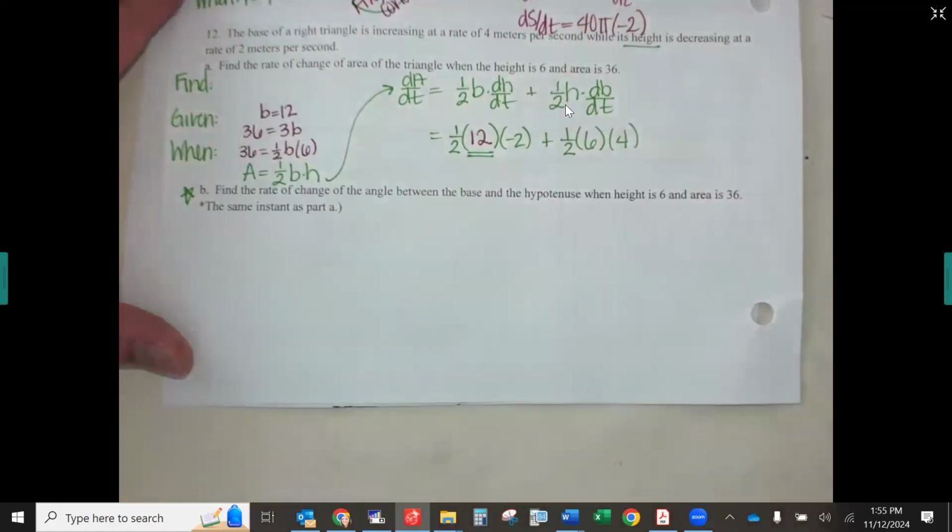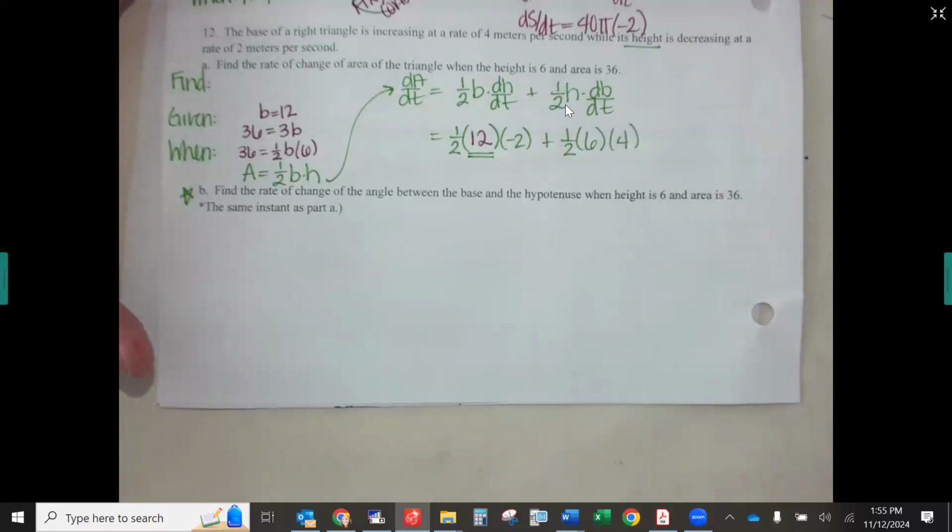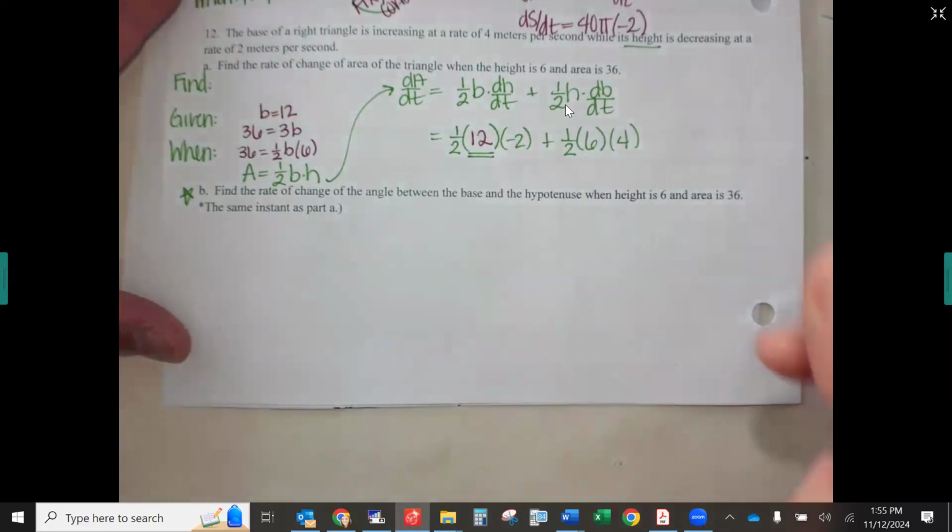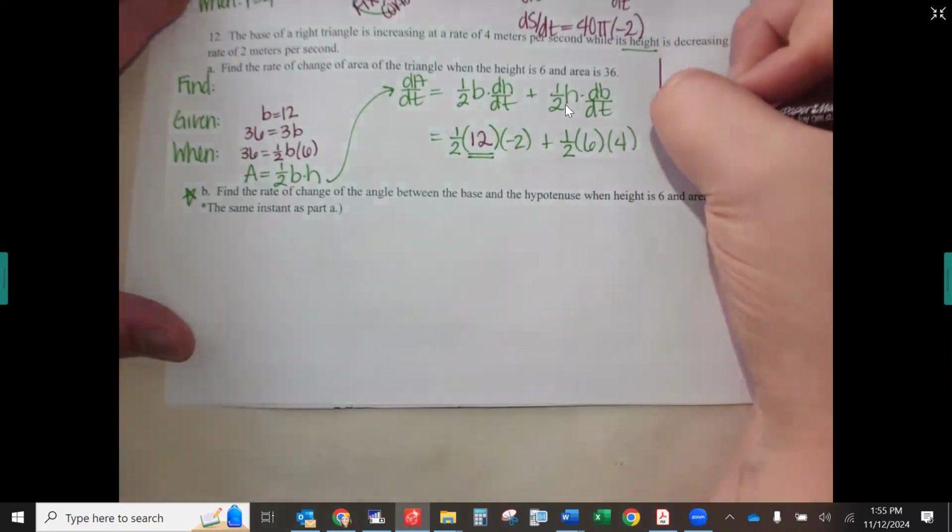Okay, little star on part B. This is an angle question. You have to know how to do this for your test. Okay, it says find the rate of change between the base and the hypotenuse when the height is 6 and the area is 36. So let's draw a little triangle over here.